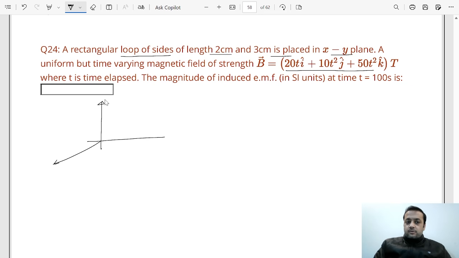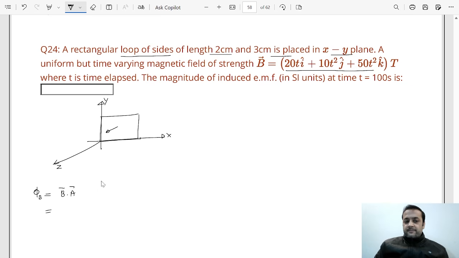So I will simply use Faraday's law. Let's write the flux first. Flux due to the magnetic field will be B dot area. Now, this loop is placed in the xy plane, so you can assume the direction of the area vector either towards the z axis or minus z axis, whichever you like. Let me assume the area vector is towards us, because the area vector must be perpendicular.